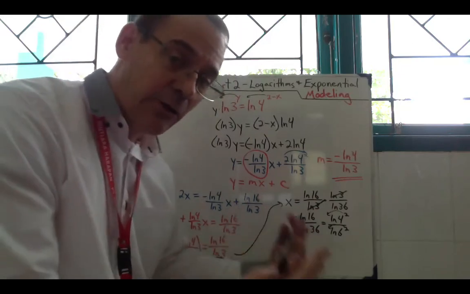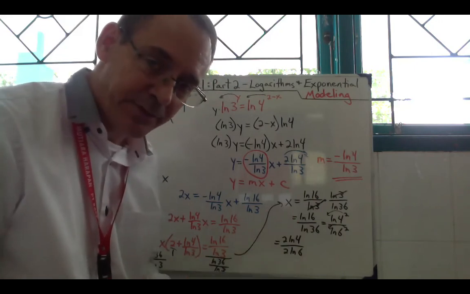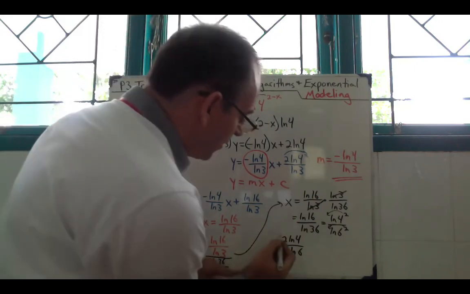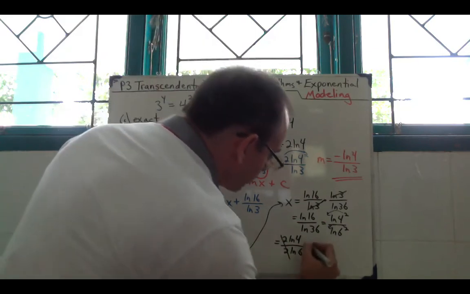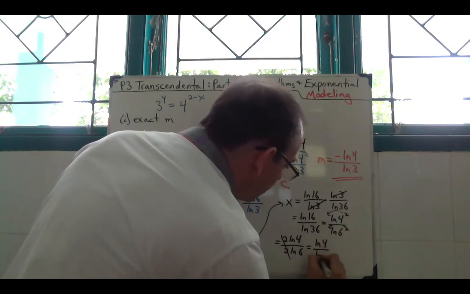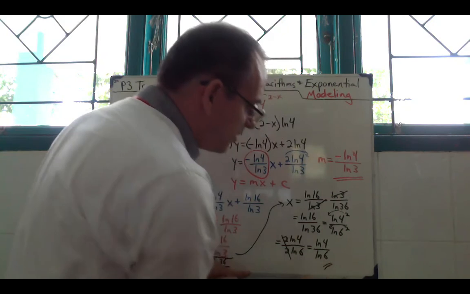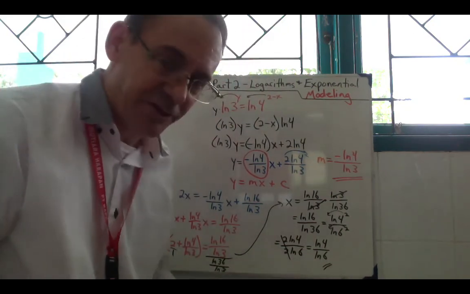Now that they're outside the logarithm, your algebraic simplification can take place. So the 2's cancel, and you get ln 4 over ln 6. This is our value of x. This is our exact answer.